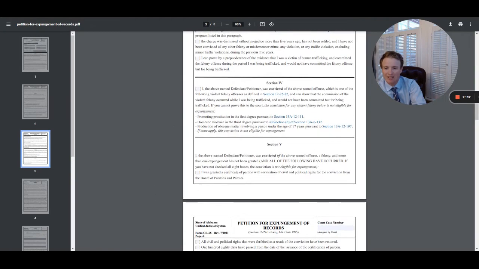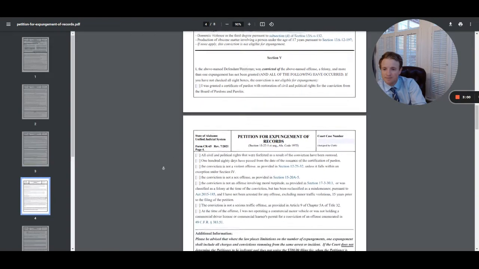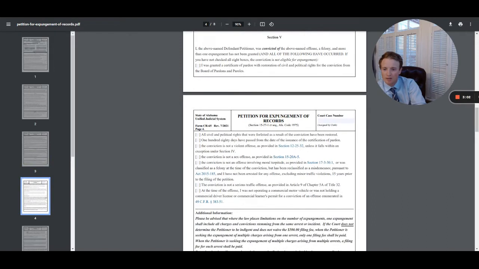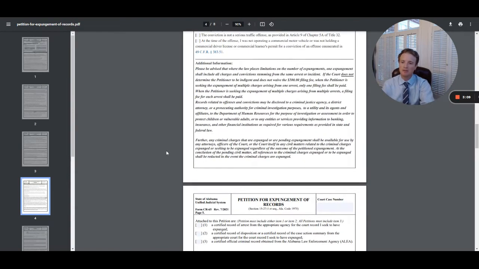This one is convicted of one of these, which is prostitution or domestic violence in the 3rd degree pursuant to 13A-6-132. And then this one was convicted of a felony. You have to check all 8. If you don't check all 8, then you're not eligible.